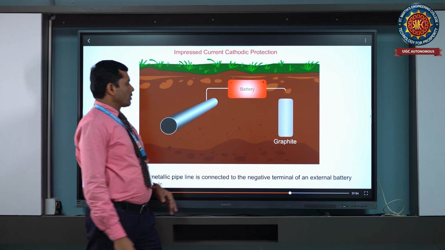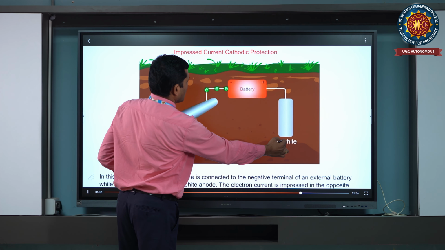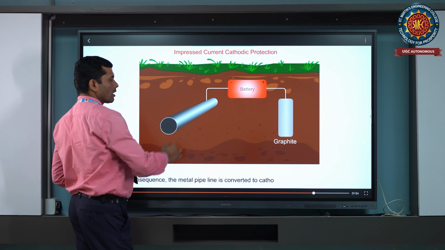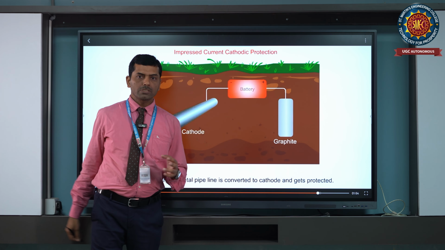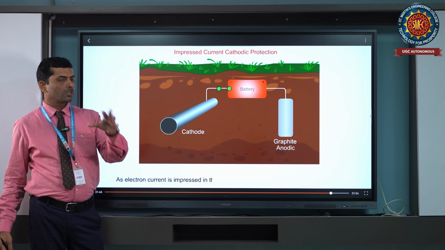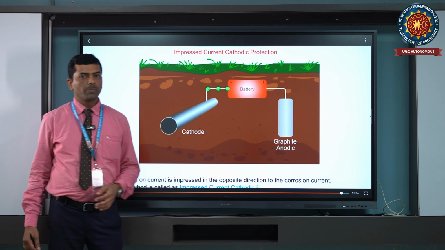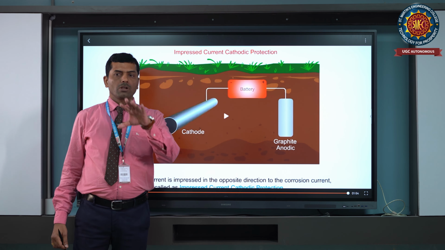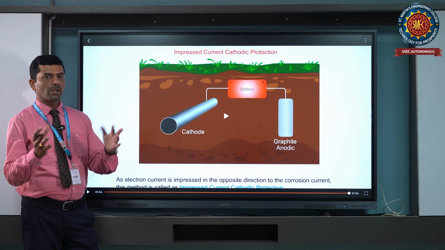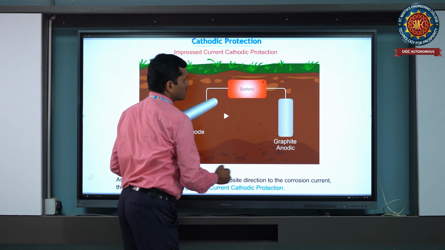From this external source, we are allowing the complete electrons, and we also have the anodic part, graphite, which is protected in the backfill, and from the battery we are allowing the electrons. So finally, the complete iron structure is protected, and this method is called the impressed current cathodic protection method. These are the two different methods we generally follow for controlling the corrosion process, for different types of infrastructures which are underground and in different types of environments.